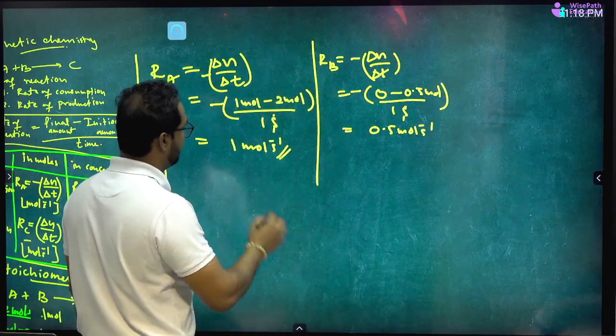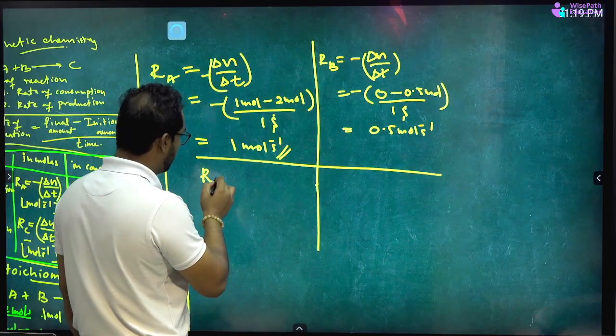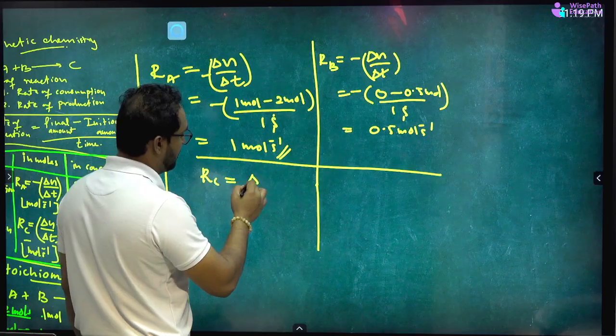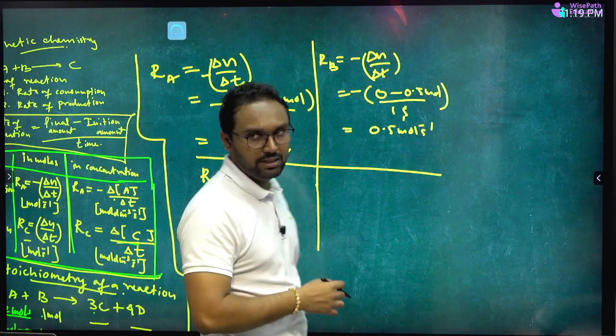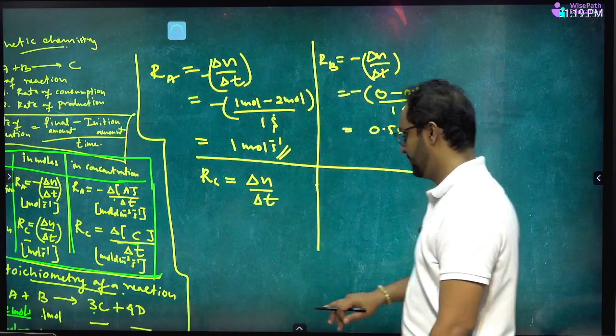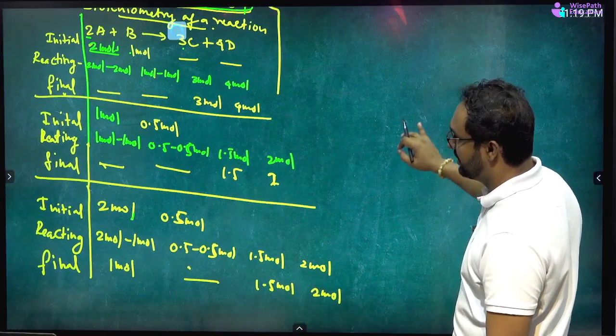And if I take the RC, RC is delta n over delta t. You don't have to put minus here because RC is a product. So what is the final and initial of RC?